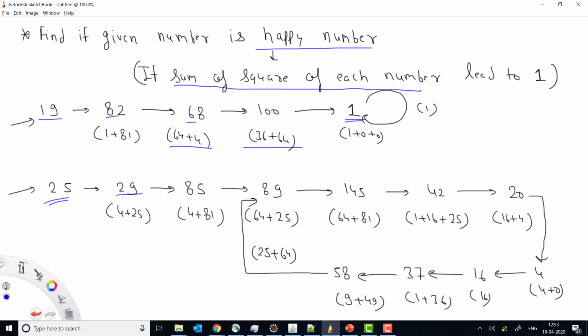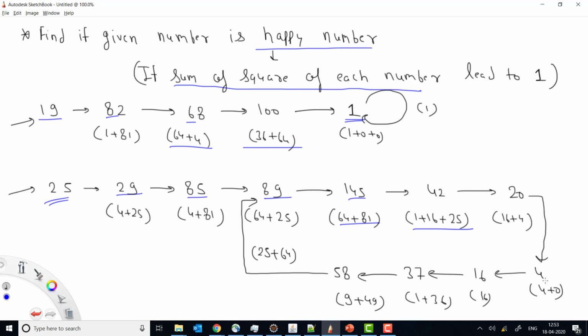Again check: the square of 2 is 4, the square of 9 is 81, that's 85. Again this is not 1. Now the square of 8 is 64, the square of 5 is 25, this is making 89. Now again check further, the square of 8 is 64, the square of 9 is 81, so this is making 145. Again check further, the square of 1 is 1, the square of 4 is 16, and the square of 5 is 25. So again this is not making 1. Check further, now it is 16 and 4, this is making 20.